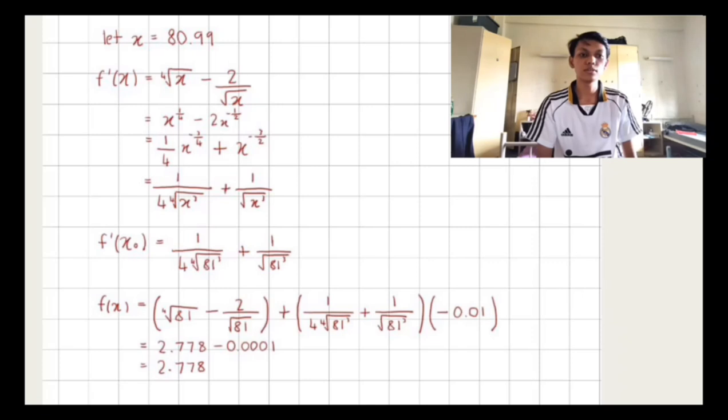Finally, we can substitute x naught into the f prime formula. So we have got all the things we needed to get f(x). We just substitute into the first equation that I wrote earlier. So we will get 2.778 minus 0.0001. So the final answer will be 2.778.